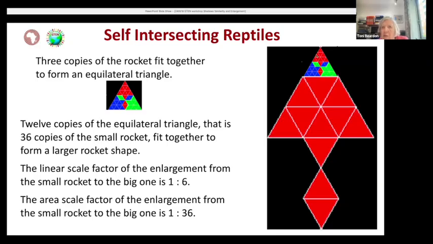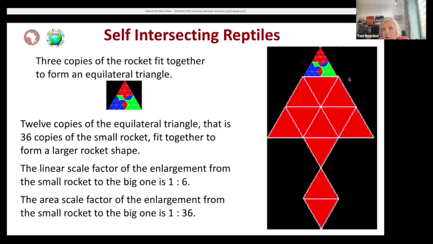Okay, so the bigger rocket is 1, 2, 3, 4, 5, 6. The scale factor of the enlargement is 6. So the linear scale factor is 6, and the area scale factor therefore will be 36.